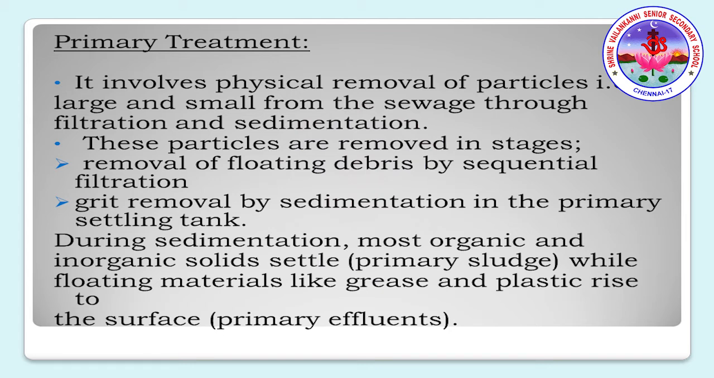I repeat the point again for the primary treatment. It is the physical removal of large and small particles from sewage. First, the floating debris is removed by sequential filtration by passing through wire mesh screens. Then the grit, which is the soil and small pebbles, is removed by sedimentation in settling tanks. The sediment is called primary sludge and the supernatant is the effluent. So here we studied the difference between primary sludge and primary effluent. This effluent will be taken for the secondary treatment.